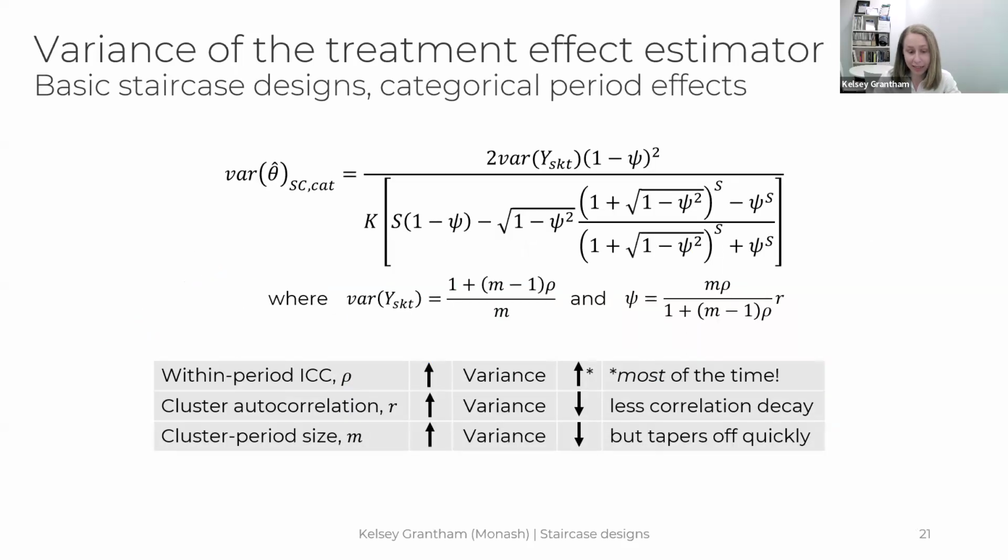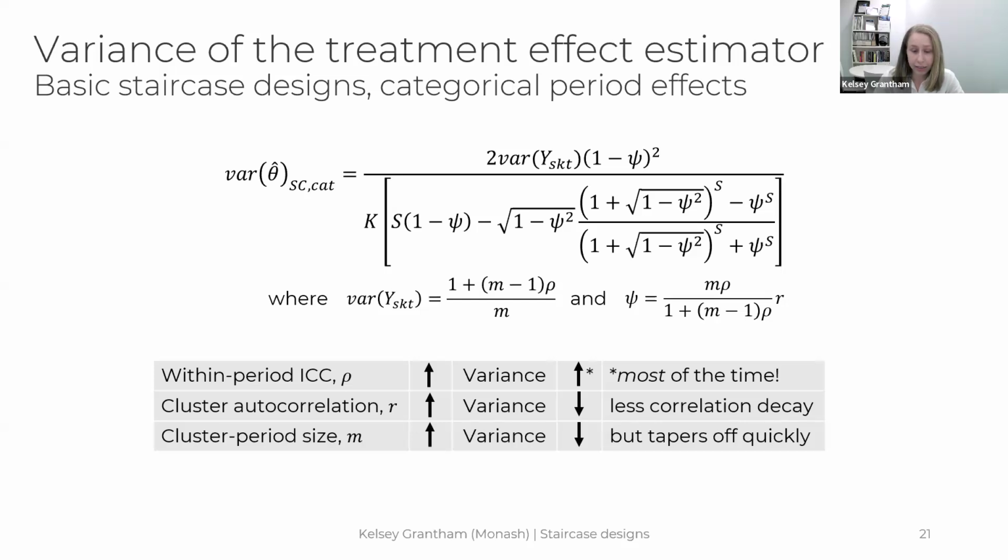For example, for basic staircase designs assuming categorical period effects, we can use this expression in terms of the number of sequences, the number of clusters per sequence, the variance of cluster period mean, as well as that psi parameter, which is again the correlation between cluster period means. And this expression tells us several things about the relationship between the variance and the trial parameters. First, the variance tends to increase linearly as the within period ICC rho increases, but there are some exceptions for certain trial configurations where the variance actually decreases as rho increases.